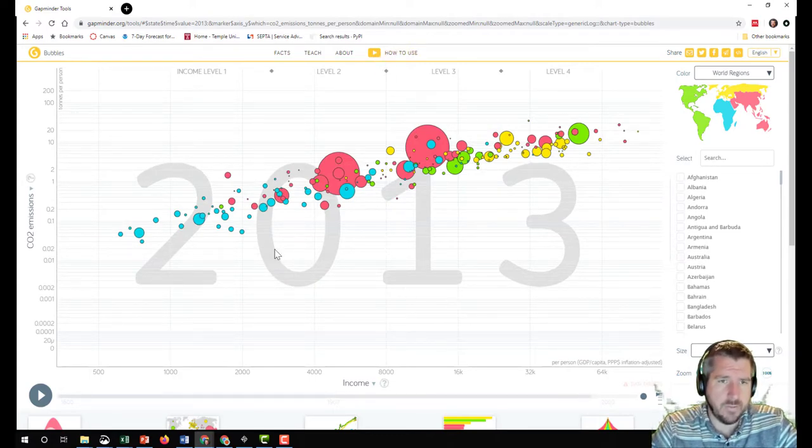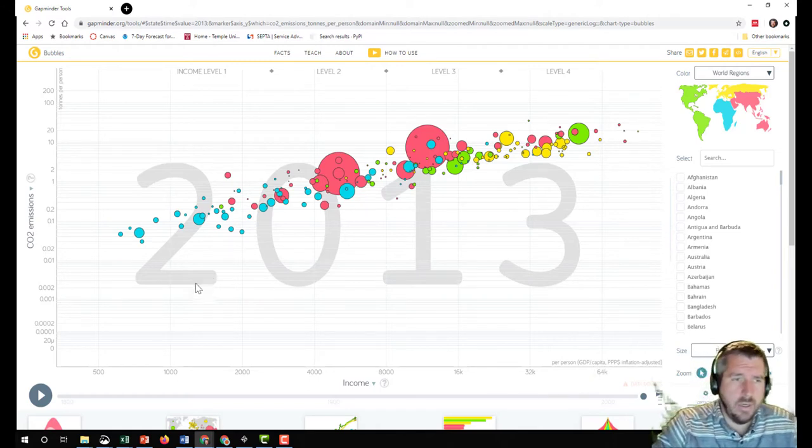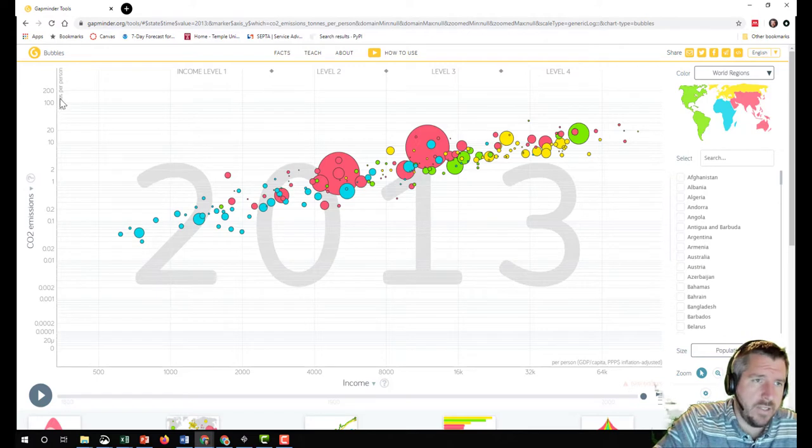There are several different things here. One thing I really like about this is that it's a bubble chart, a bubble scatter plot, which means there's income on this side, and in this case it's per person, GDP per capita. So it's per person income. GDP is a measure of the total output of a nation. And per capita just means per person. And this is CO2, in tons per person.